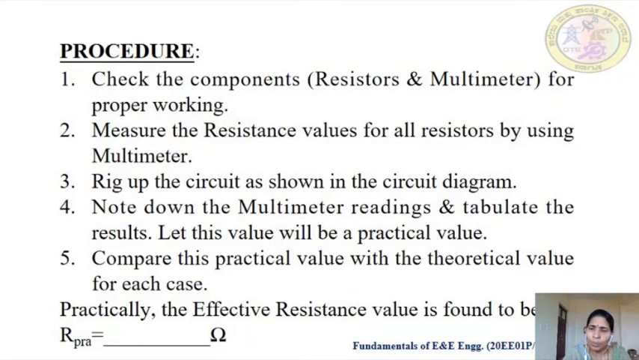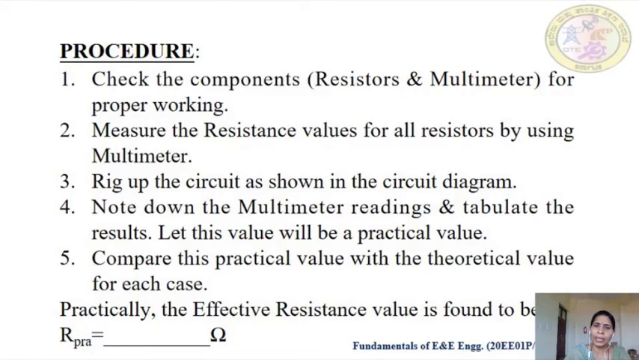Now go through the procedure of how to conduct the experiment. First, check the components, that is the resistors and multimeter, for their proper working. Measure the resistance value of all resistors using the multimeter. Even though we know the value of the resistor, we can verify it using the multimeter. Rig up the circuit as shown in the circuit diagram. Note down the multimeter readings and tabulate the result. This value will be the practical value.